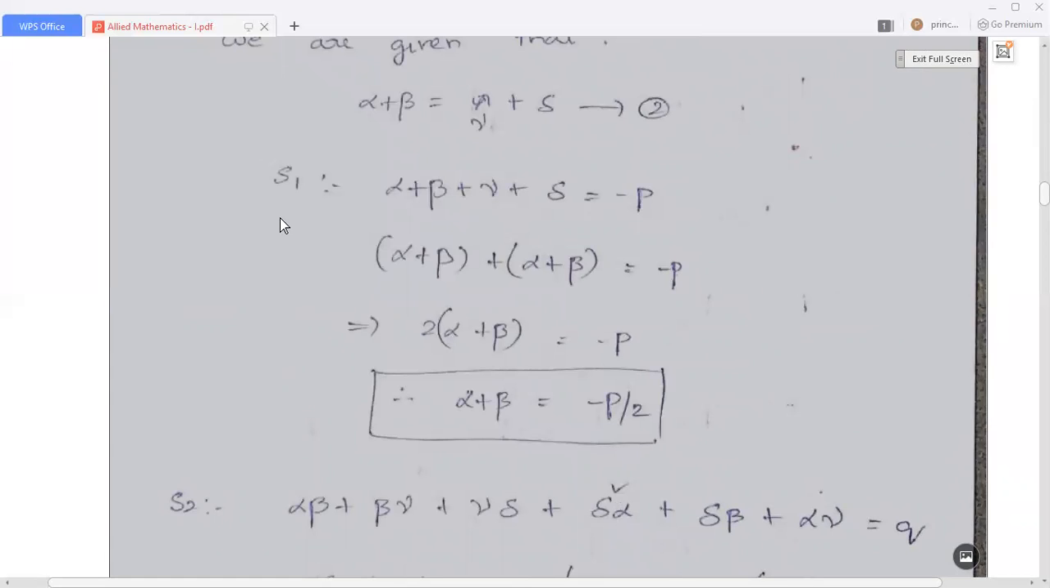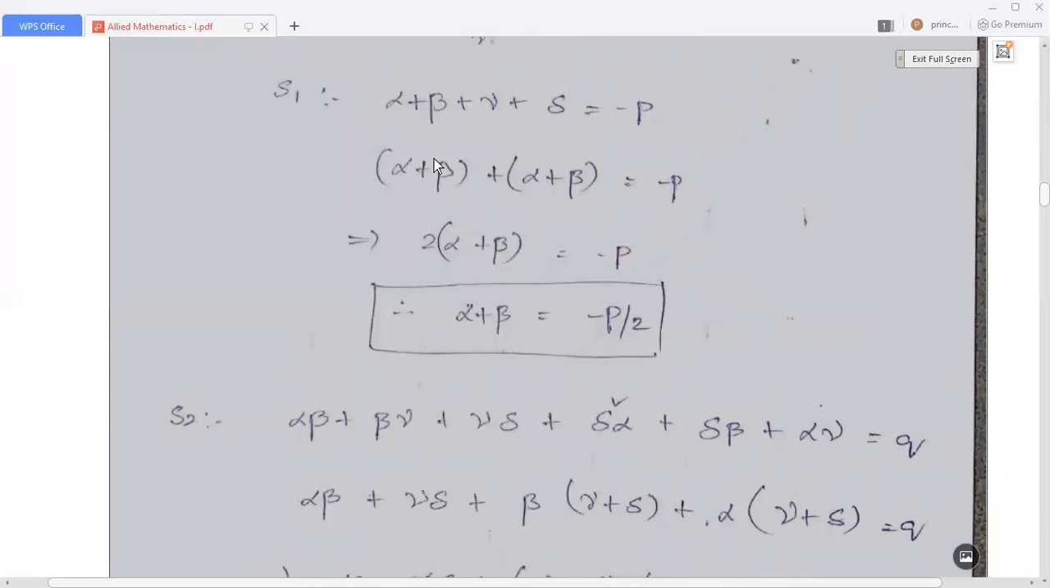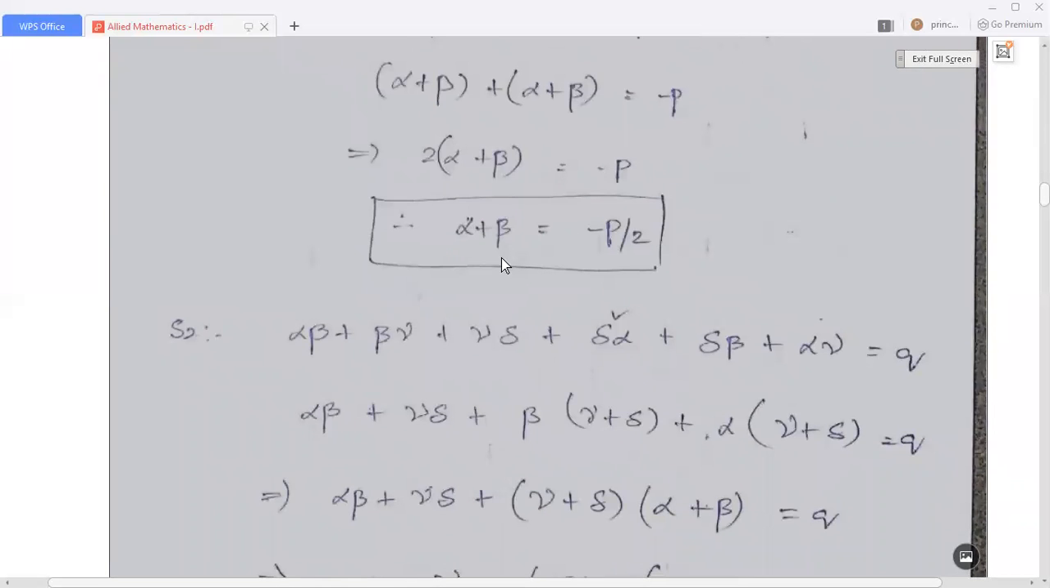Next we will find the sum of all the roots. Alpha plus beta plus gamma plus delta equal to minus p. So here alpha plus beta is equal to gamma plus delta. Therefore, this can be written as 2 times alpha plus beta is equal to minus p. Therefore, alpha plus beta equal to minus p by 2.